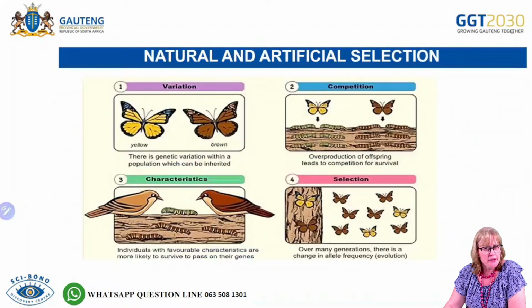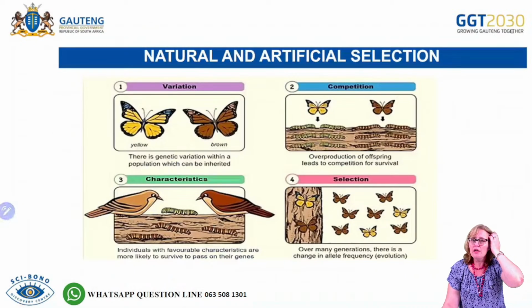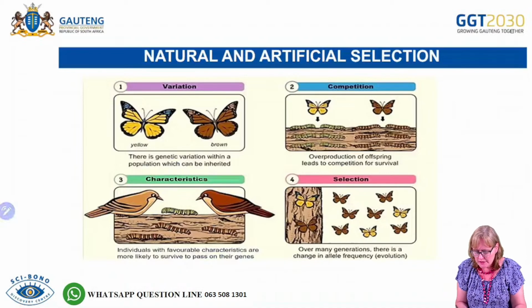Right, then you also had a problem with the difference between natural and artificial selection. Apparently that was also a problem. So remember, natural is just what we did now. In the beginning there's variation. Look at these two little butterflies. The one is yellow, the one is brown. Remember, butterflies when they are small, in the first phase, are caterpillars, right? So there's competition between them because there's a lot of them. They're competing against each other, right?